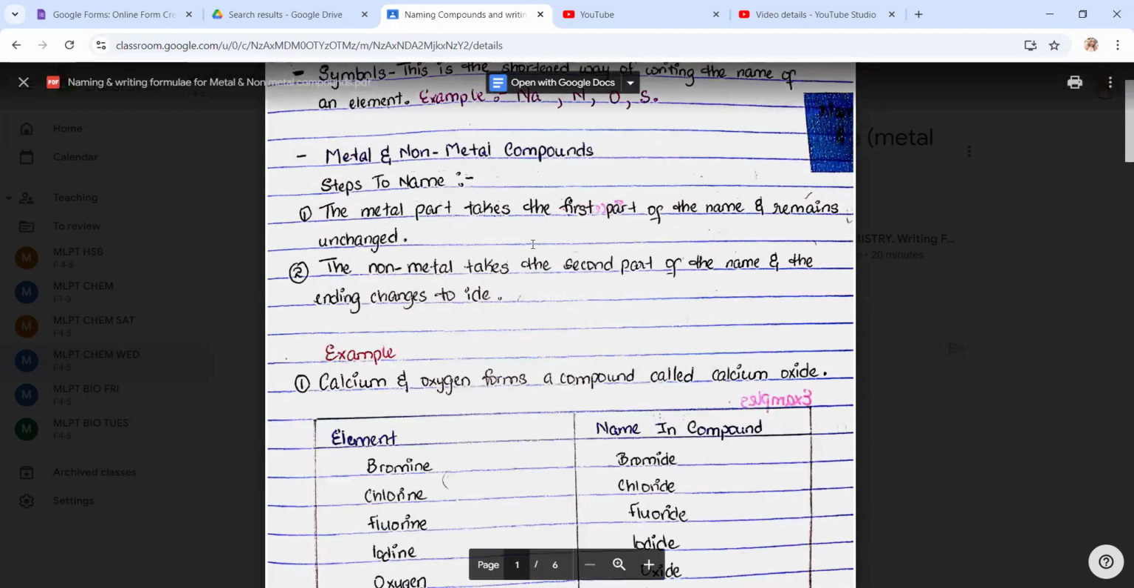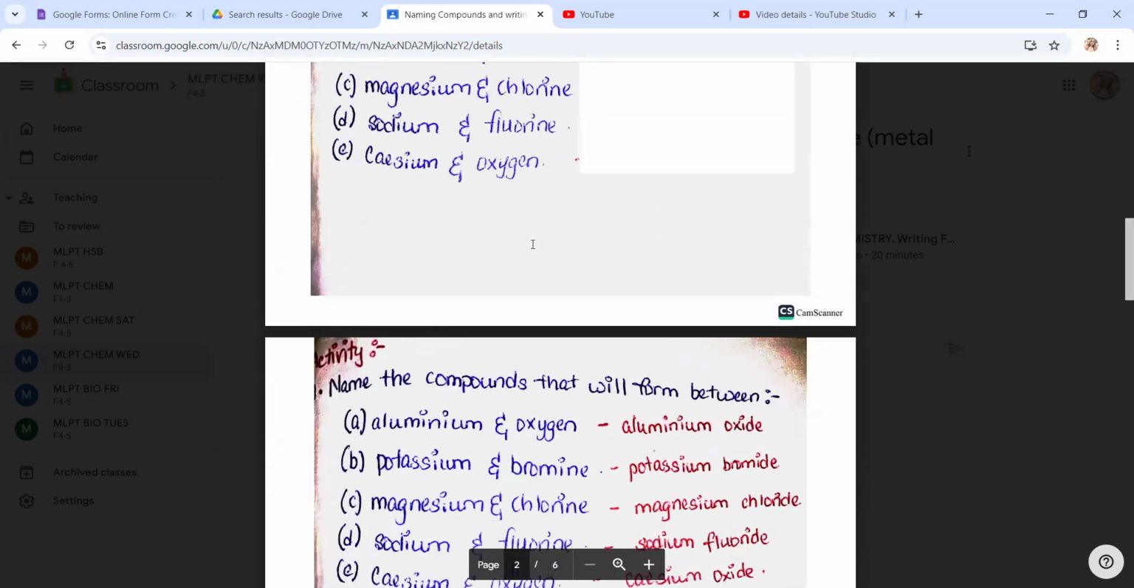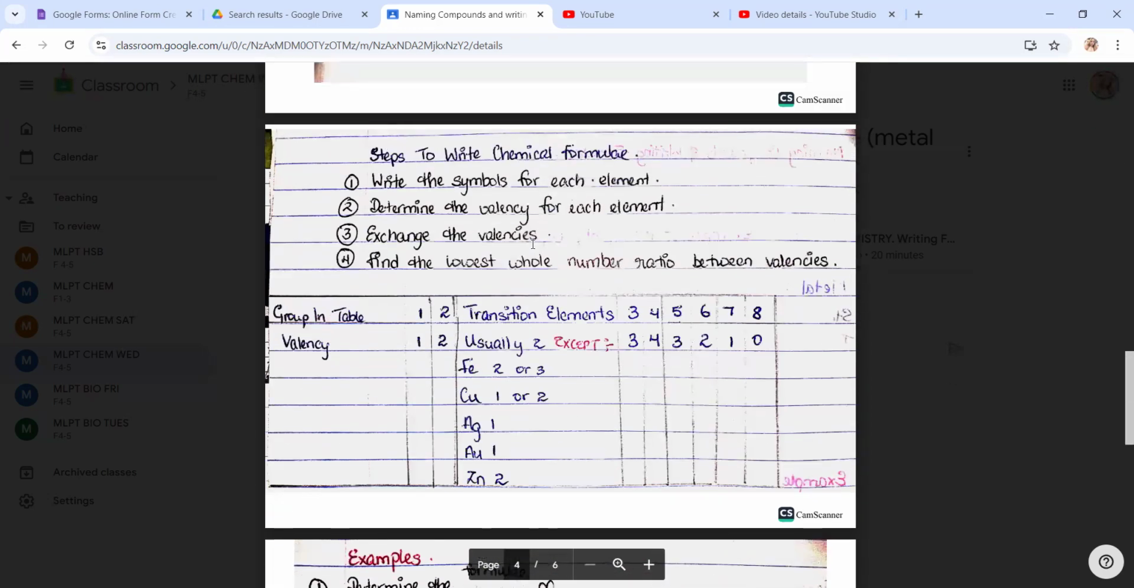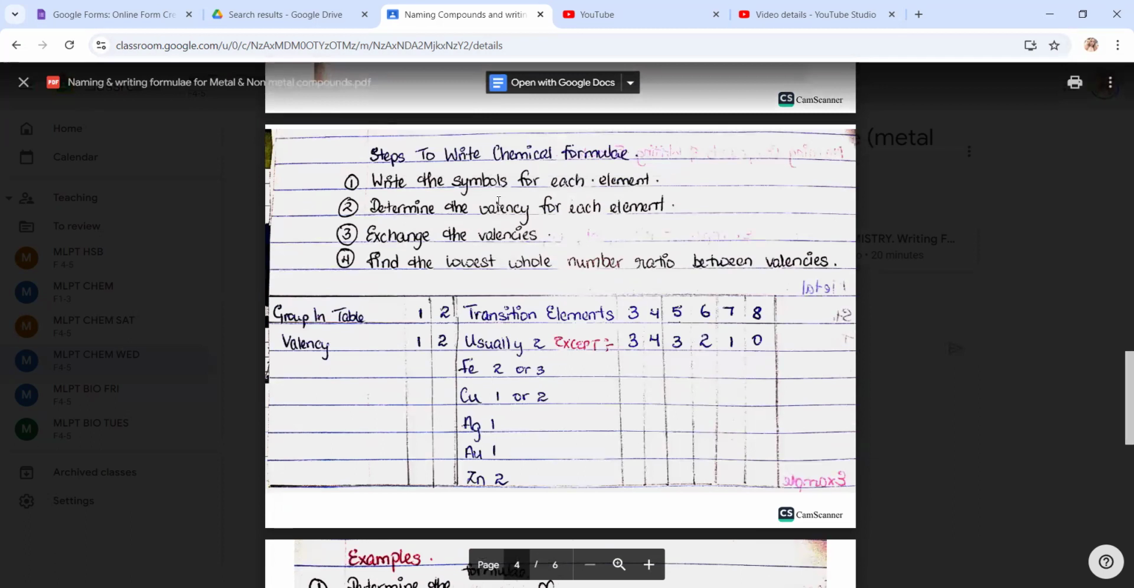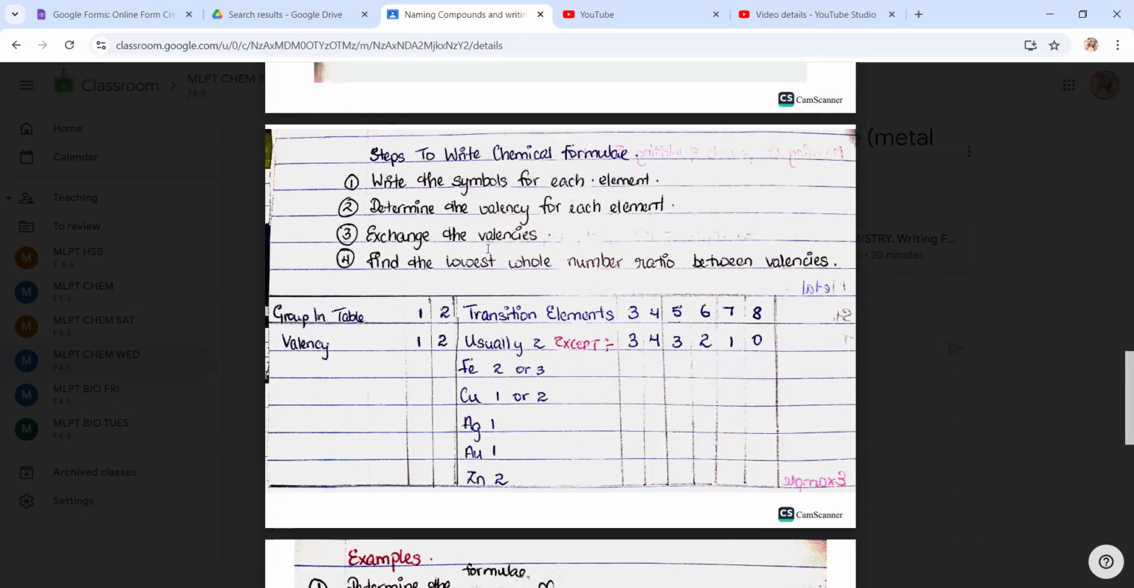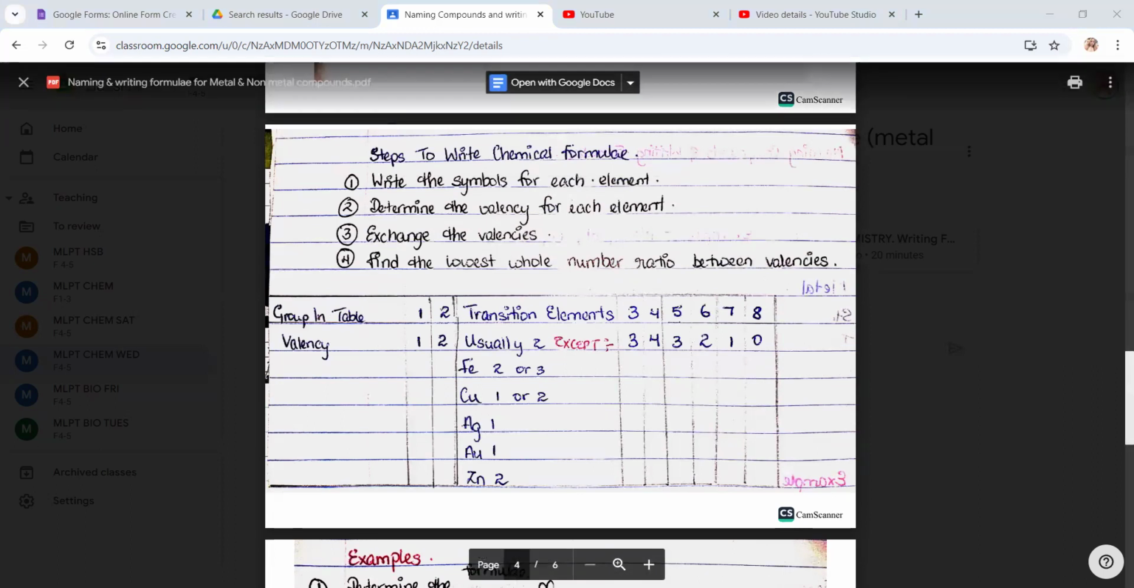According to these rules here, when you're writing the formula for it, you write the symbols of each element, determine the valency, exchange the valency, and find the lowest whole number ratio between the valencies, right? So let me show you pretty quickly how to write the formula for magnesium chloride. I'm just writing it here because I'll clear it after. Magnesium has the symbol Mg. Chlorine has the symbol Cl. We have to get valencies.